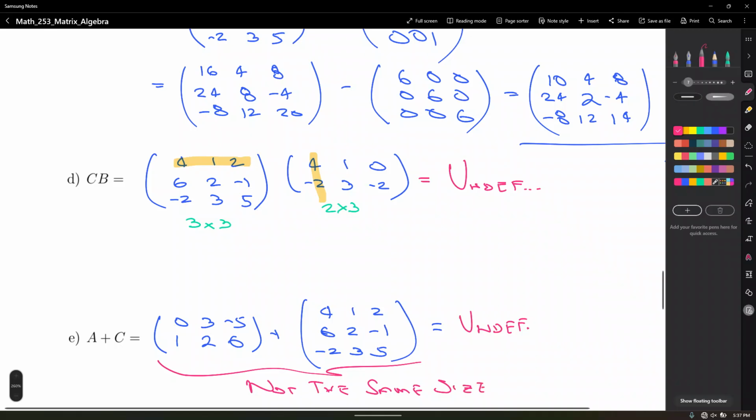Okay, not the same size. All right. Let's see. Oh, let's talk about the determinant.